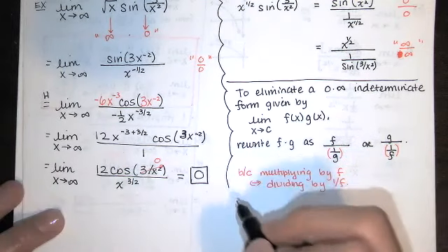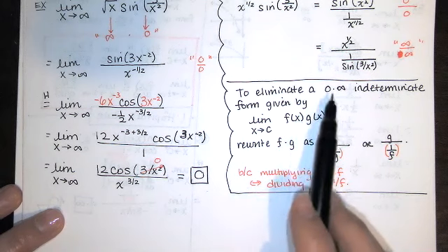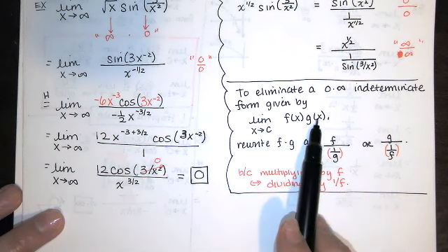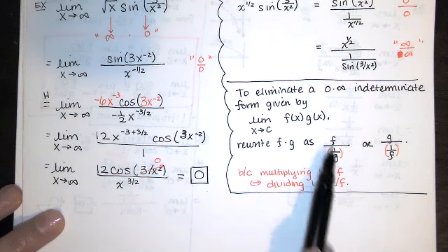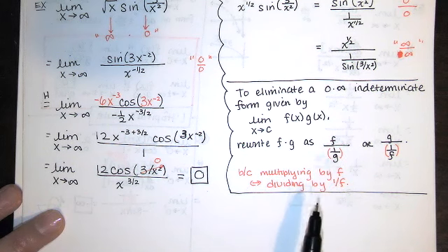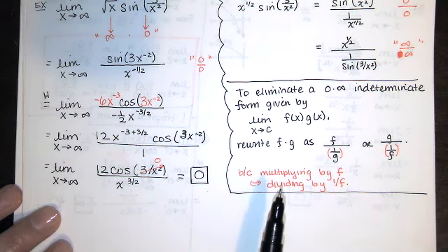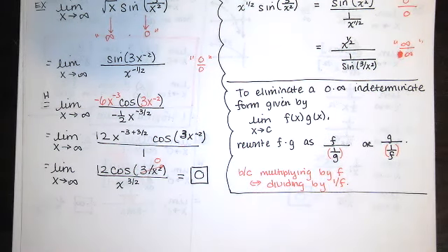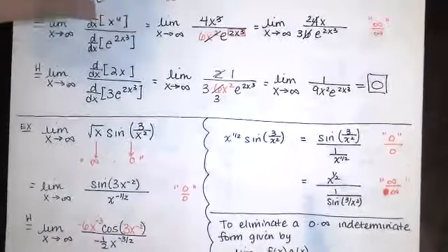Okay, so just keep this in mind. To get rid of an infinity times 0 indeterminate form, you divide by 1 over those factors, or 1 over one of those factors. So instead of multiplying by g, you can divide by 1 over g, or instead of multiplying by f, you can divide by 1 over f. One of those will be infinity over infinity, the other one will be 0 over 0. Let's do one last example of this.